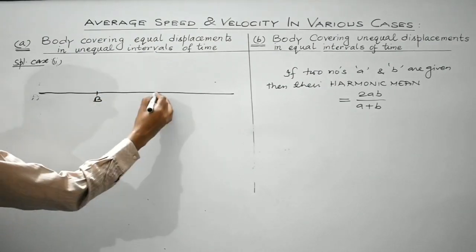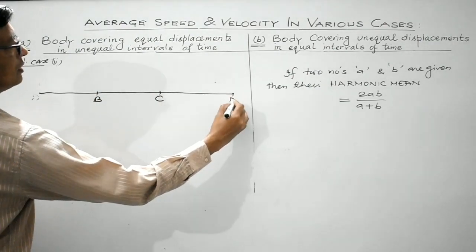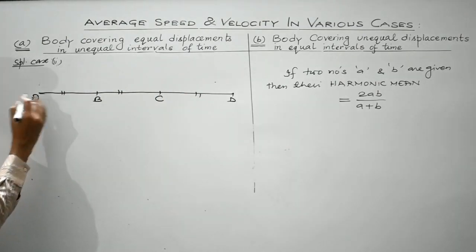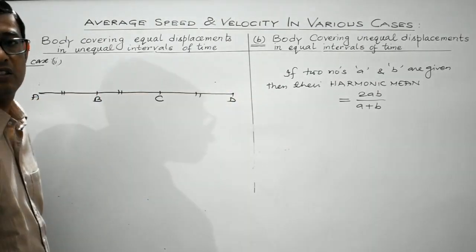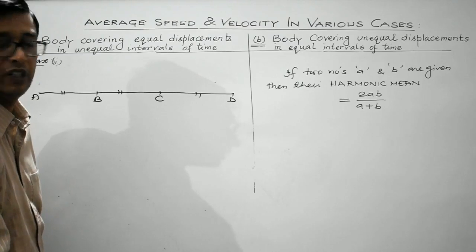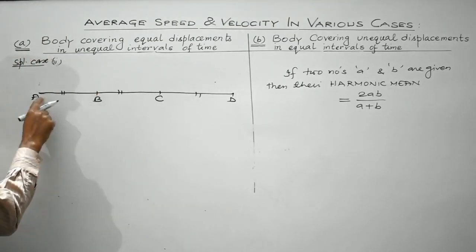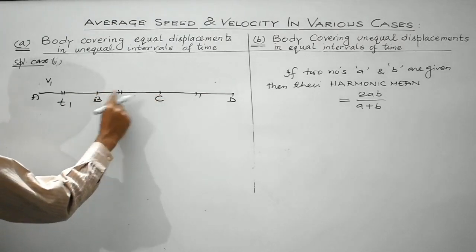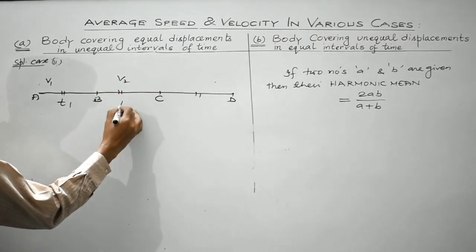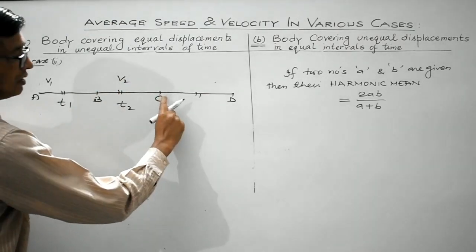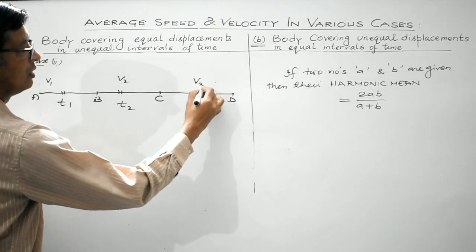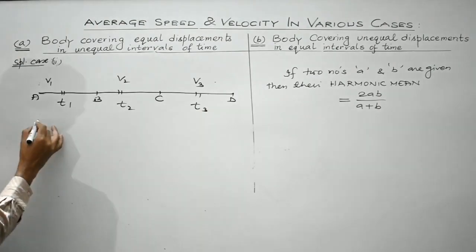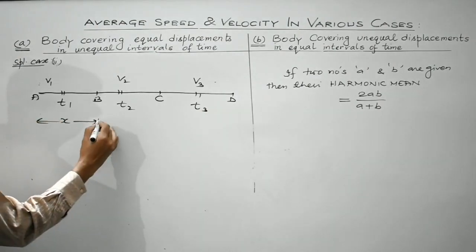Suppose this is B, this is C, and this is D. All are equal. So suppose it covers 3 equal parts in different intervals of time, right? So it covers this distance with speed v1 and takes time t1. It covers this distance B to C with speed v2 and it takes time t2. And in covering the distance C to D, it is moving with speed v3 and it takes time t3. And these are all equal distances, right?